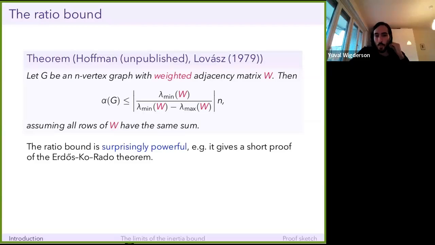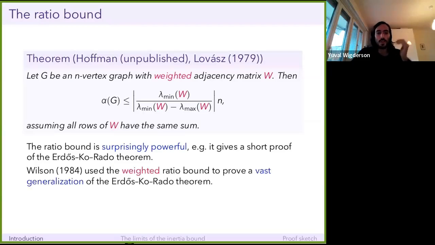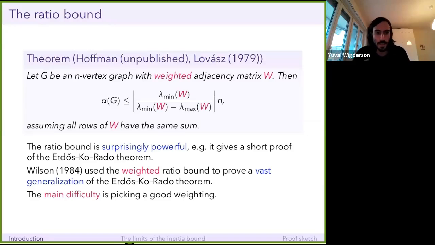And the thing I want to say is that this weighted inequality is even more useful. I think the first person to really notice this was Wilson, who used this weighted version to prove a big generalization of the Erdős-Ko-Rado theorem. Going with the ideas I was saying before, some of the difficulty when you want to apply this theorem is how to pick a good weighting. So basically, in proving this theorem, Wilson found a good weighting of a certain graph, applied this result, and was able to get a theorem. Okay, so any questions about that?